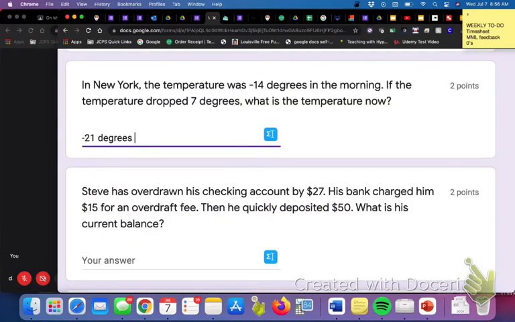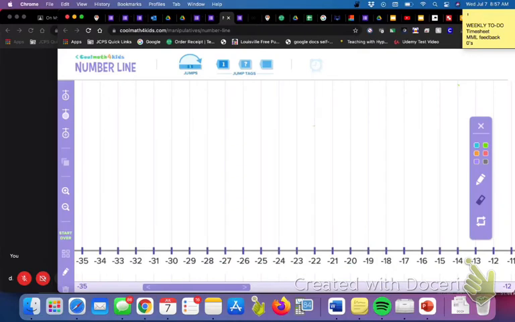So now I'm ready to do the second problem on this activity. So it's Stephen has overdrawn his checking account by $27. So that means that he's at negative 27. That's what it means when you're overdrawn on your account. So I am going to, again, select my pen. And here's my starting point on my number line at negative 27.